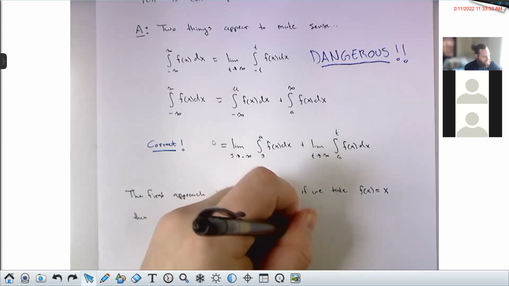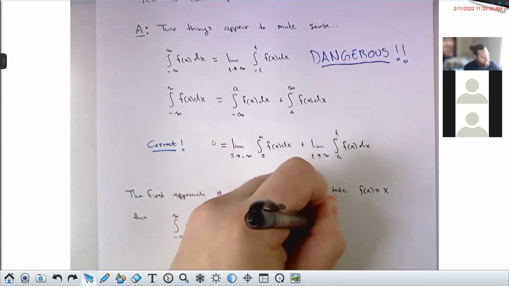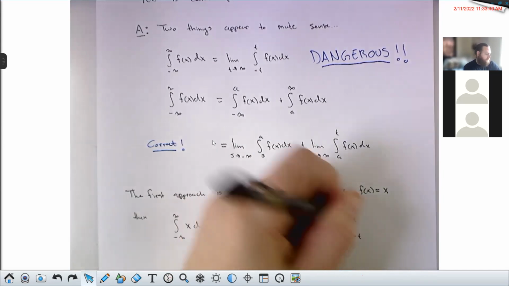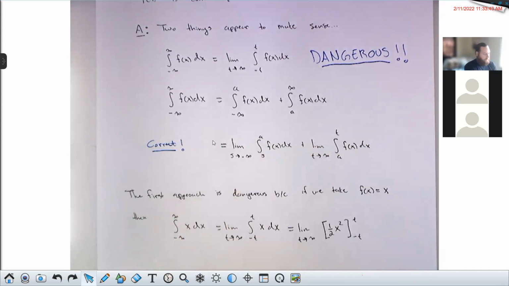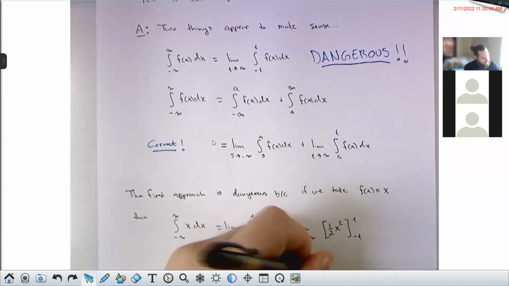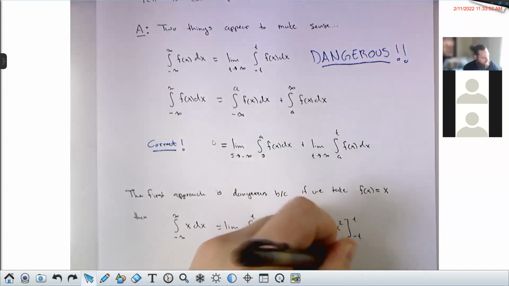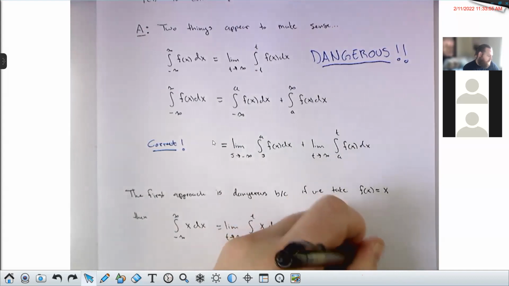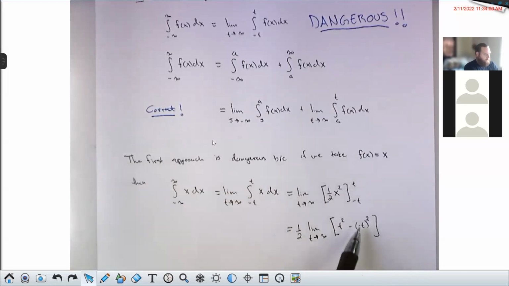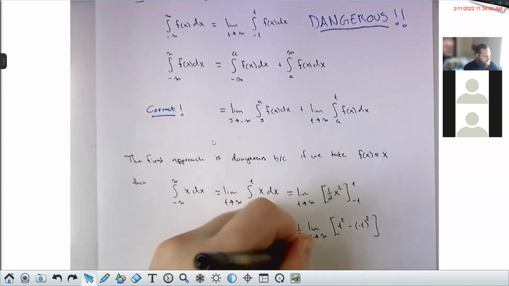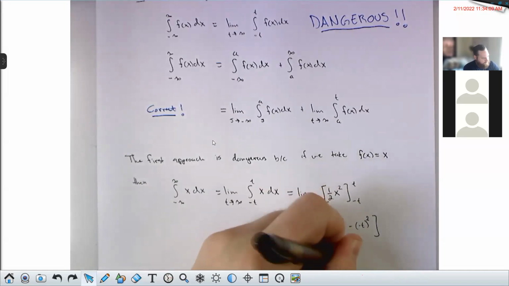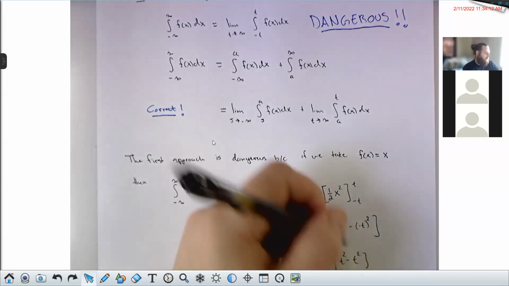which would be the limit as t goes to infinity of 1/2 x squared evaluated from negative t to t, which would be 1/2 times the limit as t goes to infinity of t squared minus the negative of t squared. But negative t all squared is the same as t squared. So this is 1/2 times the limit as t goes to infinity of t squared minus t squared. And this whole thing is 0.